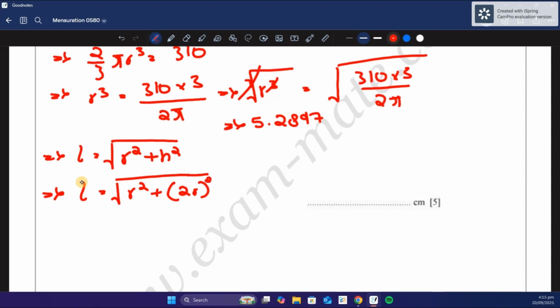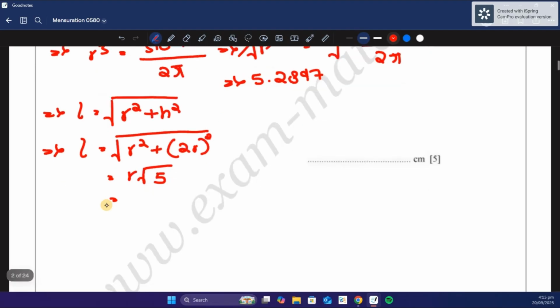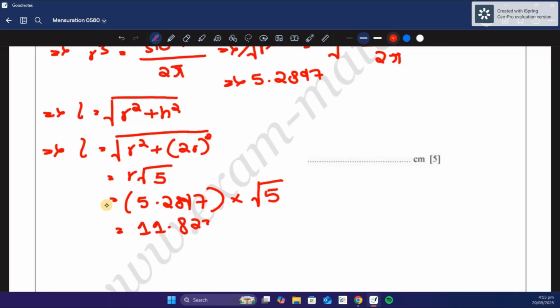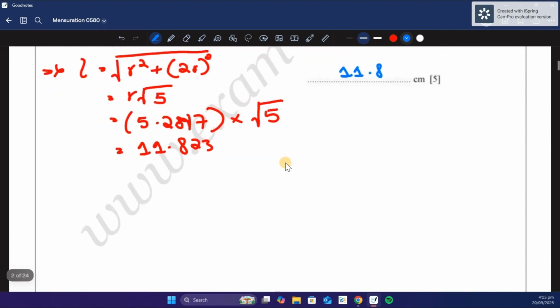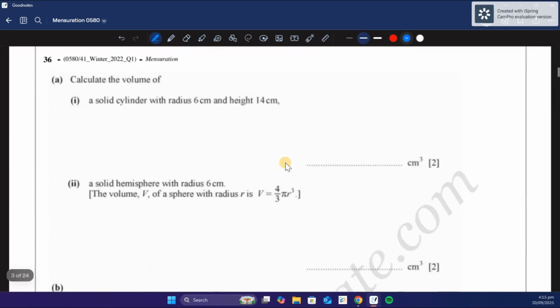Okay, that would give us a simplified answer of r into root 5, and now you could simply substitute the values, which would mean 5.2897 into root of 5. That would give us a value of 11.828, and our final answer comes to 11.8. Alright, pretty simple. That was question number 35. Moving on to the next question, question number 36.